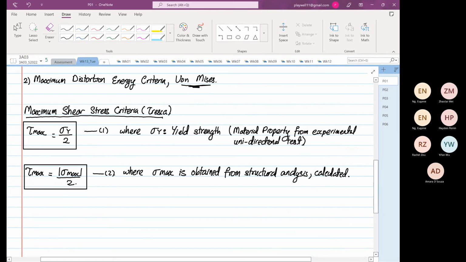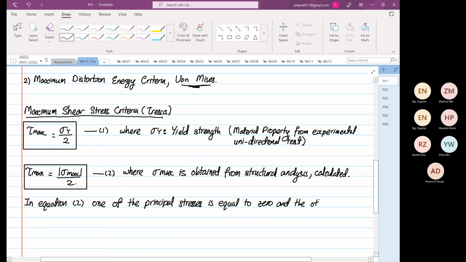In equation 2, one of the principal stresses is equal to 0, and the other can either be positive or negative.